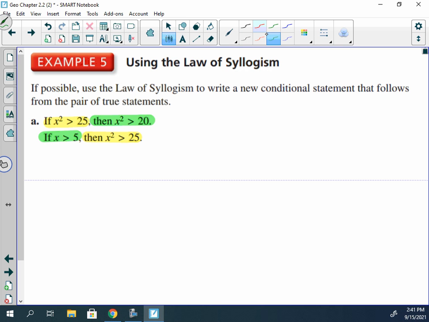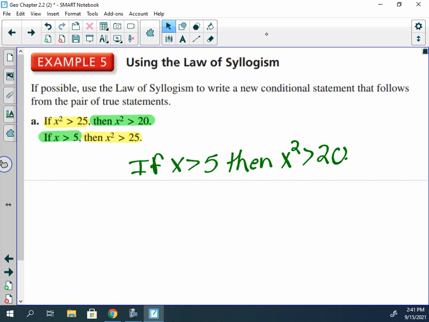Now, which one's going to go first? If x is greater than 5, then what? Then x squared is greater than 20. That's it. If the hypothesis of one matches the conclusion of the other in the two statements, we can use it, and we take the other two and put them together. And the if is always going to go first. That's it. Questions on this here?